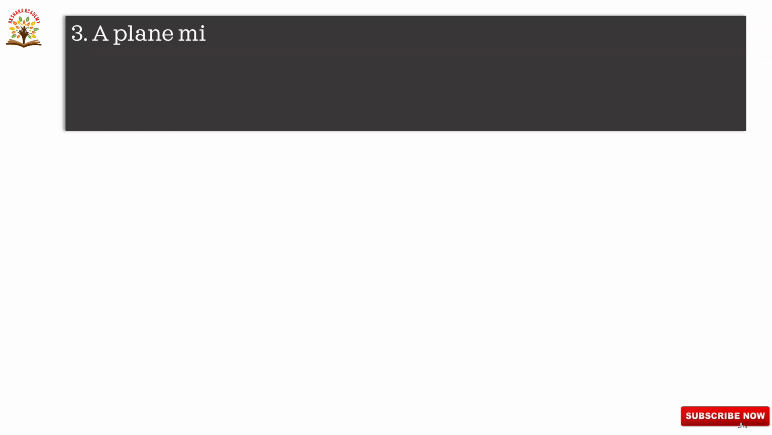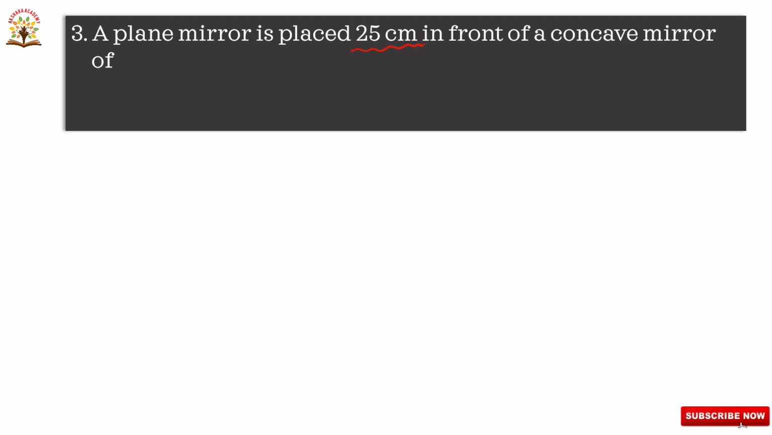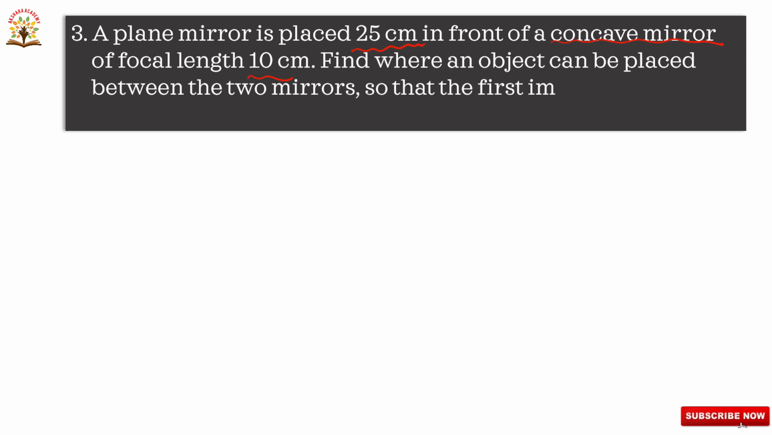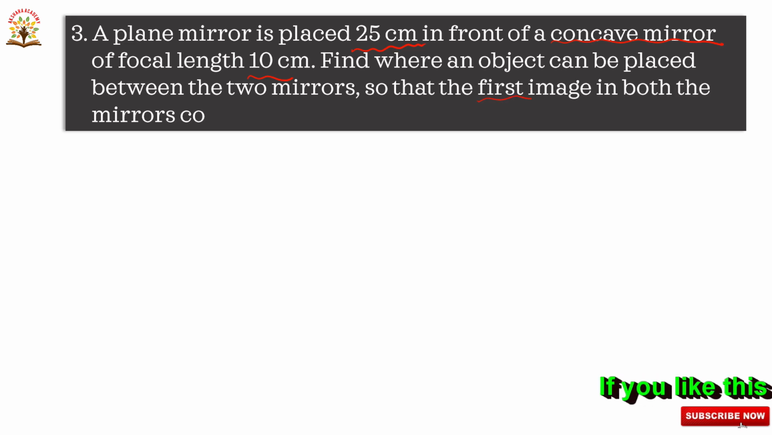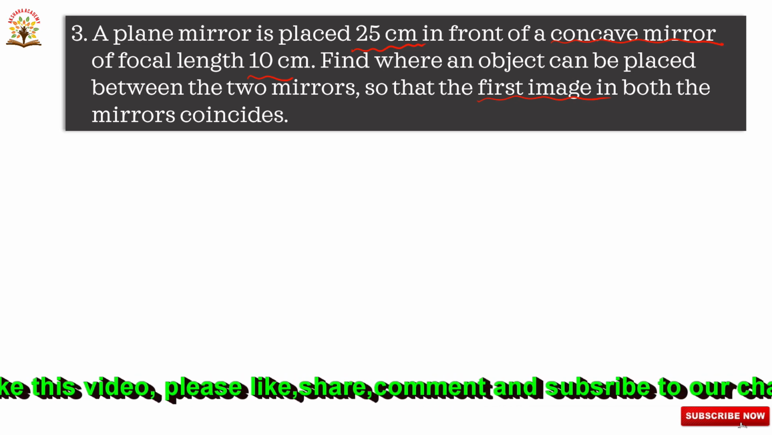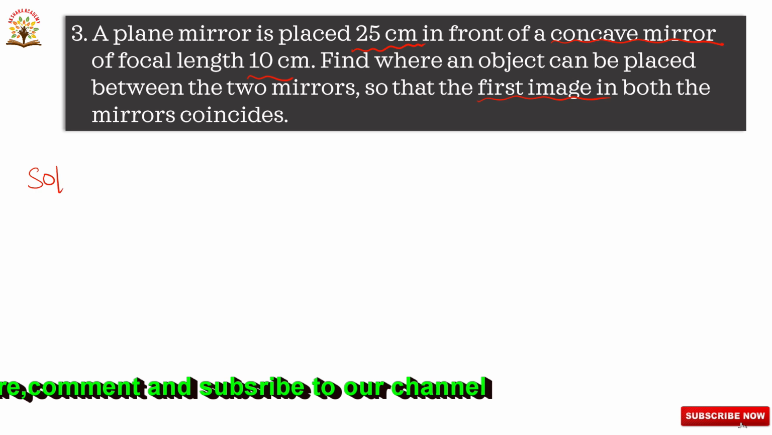In this question, a plane mirror is placed 25 centimeters in front of a concave mirror of focal length 10 centimeter. Find where an object can be placed between the two mirrors so that the first image in both the mirrors coincides. Now let us go to the solution.